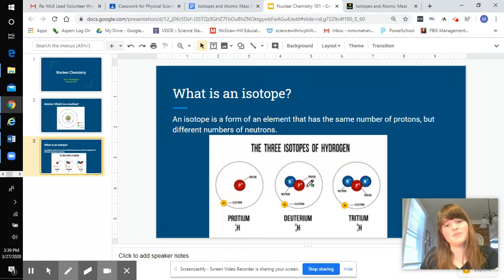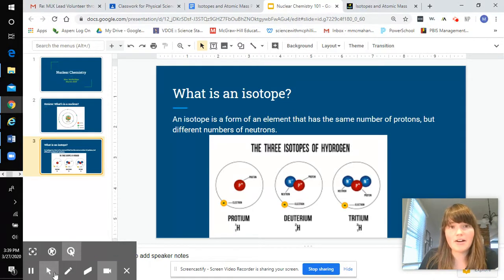In deuterium, you've got one proton and one neutron. But it's still hydrogen because it only has one proton. And then tritium, you've got one proton and two neutrons. So all three of these are the same in that they all have one proton, which means they are all hydrogen. If you change the number of protons, you would make a totally different element. For instance, if we changed it to 2 protons, you would have helium and not hydrogen. But the only difference between these three is the number of neutrons that they have.